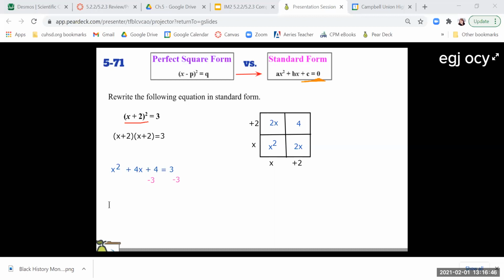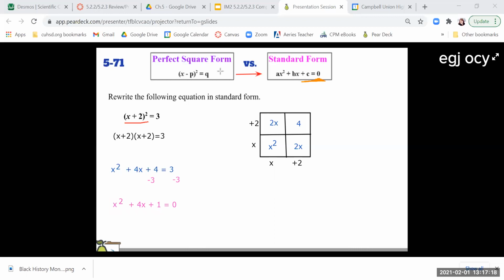So now what I have is x squared plus 4x plus, and then remember 4 minus 3, that's 1. So we just have a 1 right there. And then this is all equal to 0. And I've done it. This is the standard form of the original equation.